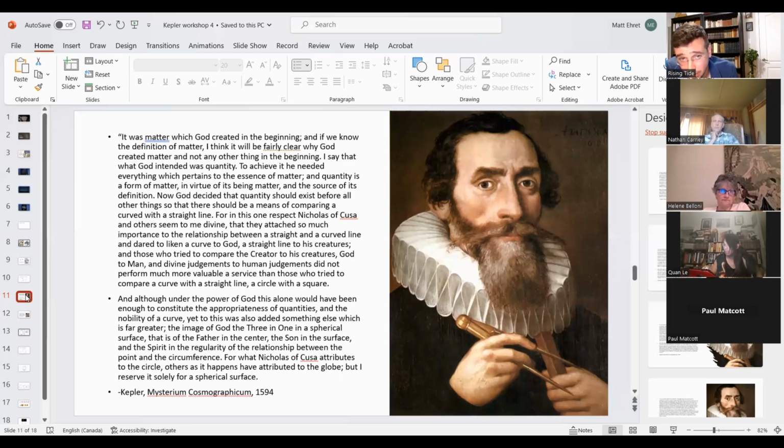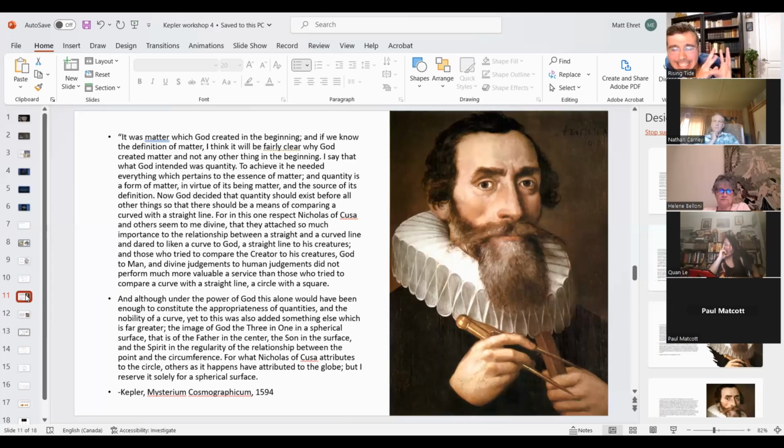the nobility of a curve, yet to this was also added something else which is far greater, the image of God, the three in one, in a spherical surface, that is, of the Father in the center, the Son in the surface, and the Spirit in the regularity of the relationship between the point and the circumference. For what Nicholas of Cusa attributes to the circle, others, as it happens, have attributed to the globe, but I reserve it solely for a spherical surface.